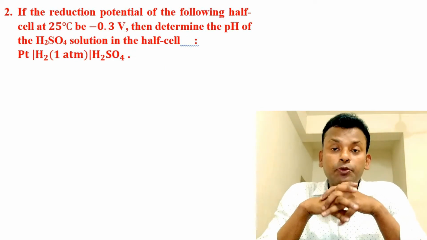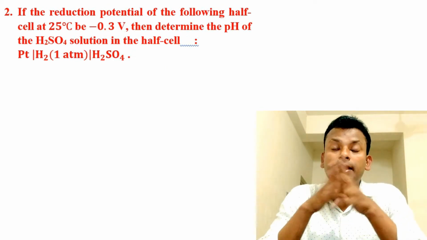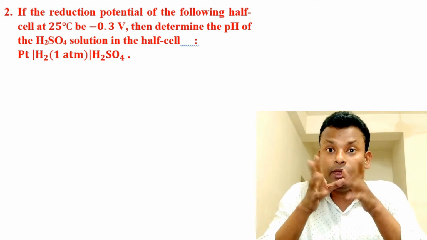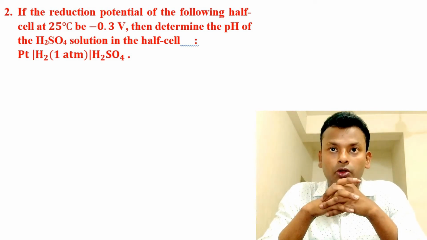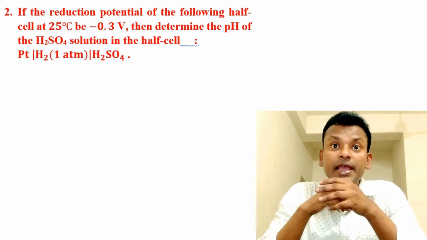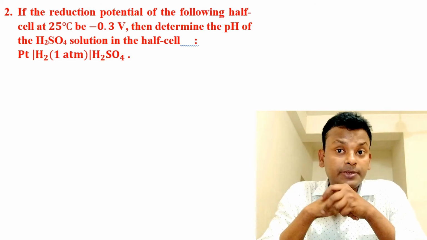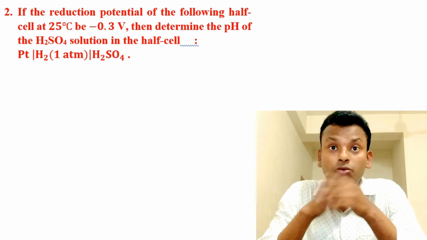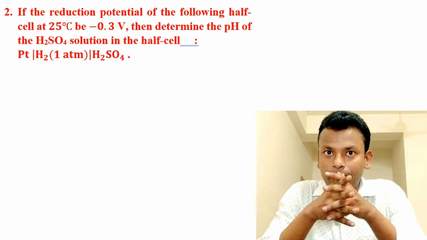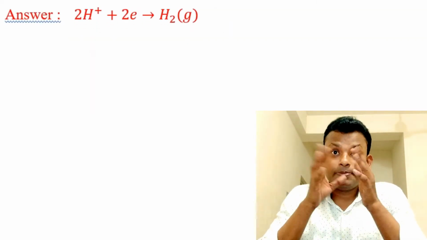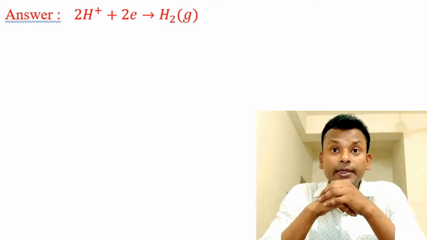Question number 2. If the reduction potential of the following half cell at 25 degree centigrade is minus 0.3 volt, then determine the pH of the H2SO4 solution in the half cell. Here half cell equals Pt, H2 1 atm, H2SO4. 2H plus plus 2 electrons gives H2.